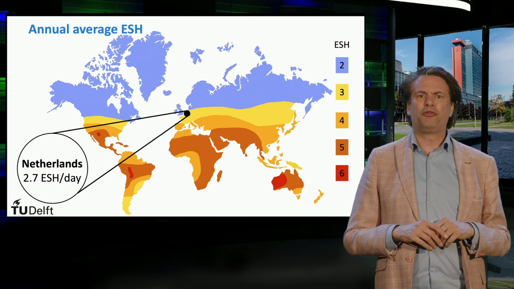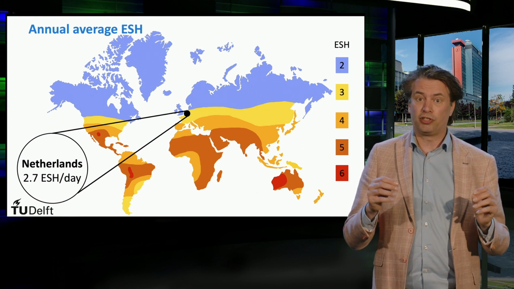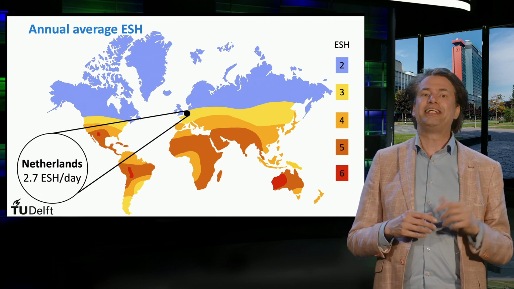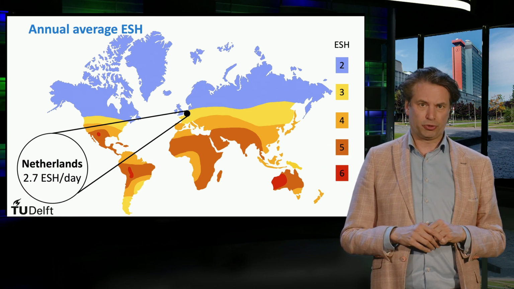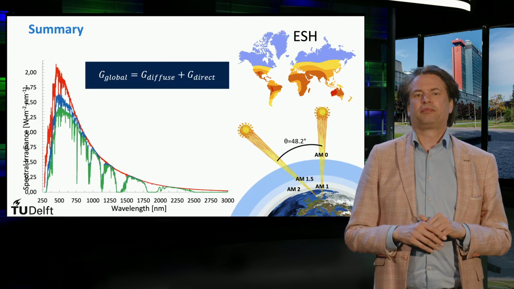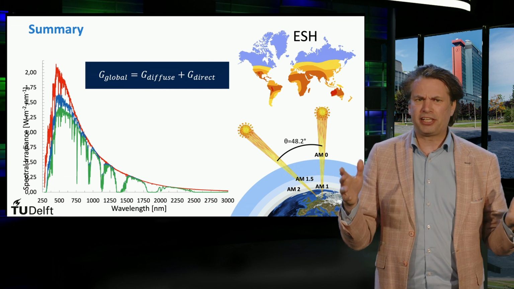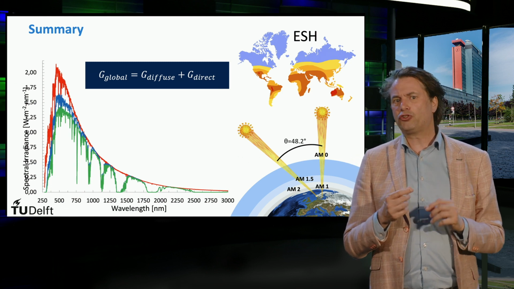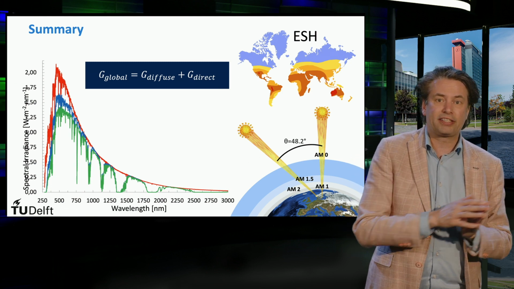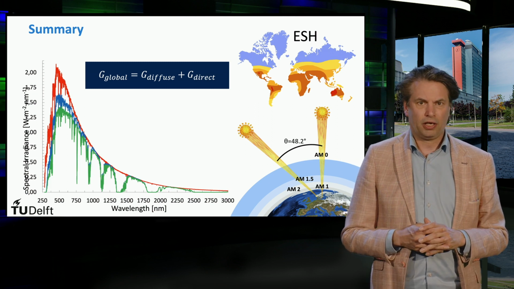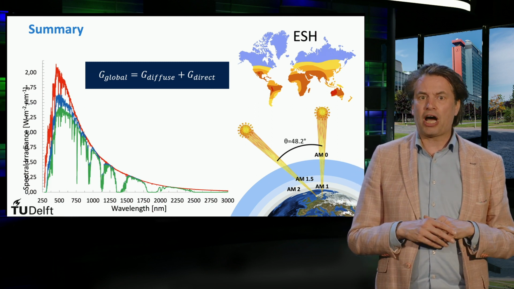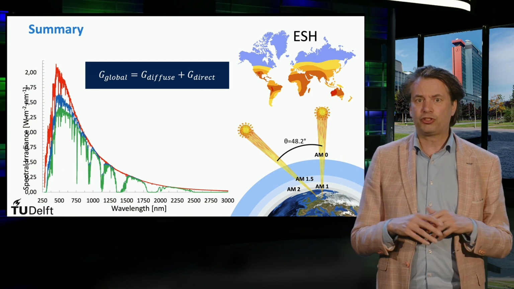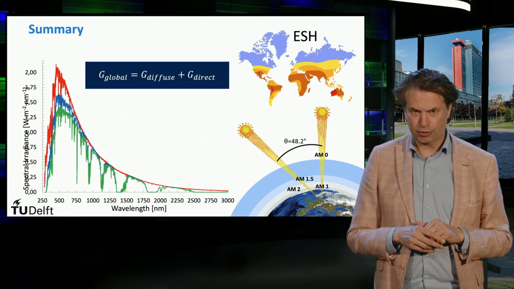So depending on the position on the Earth and the position of the sun in the sky, terrestrial solar radiation varies both in intensity and spectral distribution. In summary, the concept of air mass is introduced and the impact of the air mass on the solar spectra has been discussed as well. The global irradiance consists of 2 components, the direct and the diffuse irradiance. Using pyranometers, it was shown how to measure the global, the diffuse and the direct irradiance outdoors. Finally, the concept of equivalent sun hours was introduced.